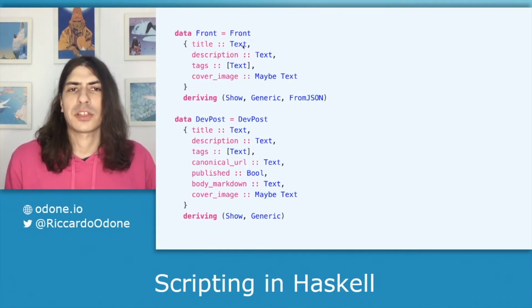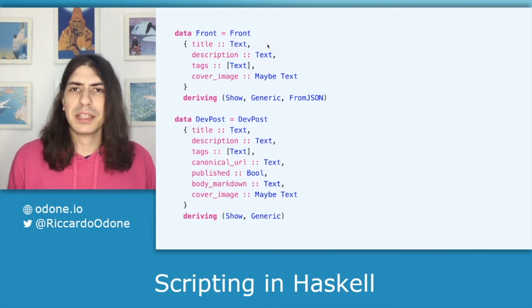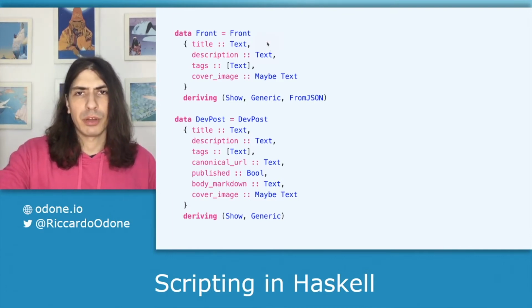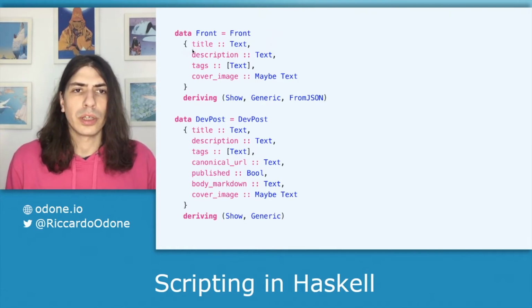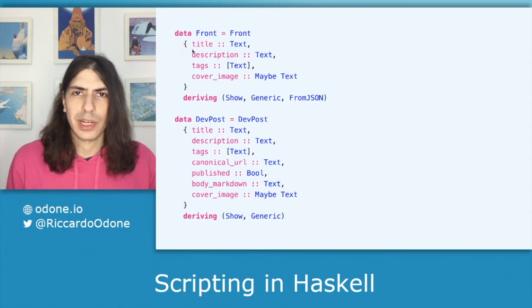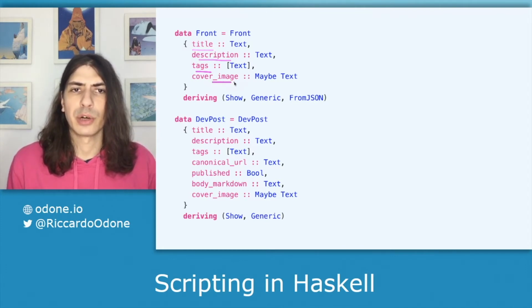Let's take a look at the data structure. So the first one is Front, which is representing the front matter of the blog post, which is the top part of the blog post where we have all of the metadata. So this is what we are going to extract from the blog post we're going to pass as a command line argument: title, description, tags, and cover image. Notice that cover image could be missing.